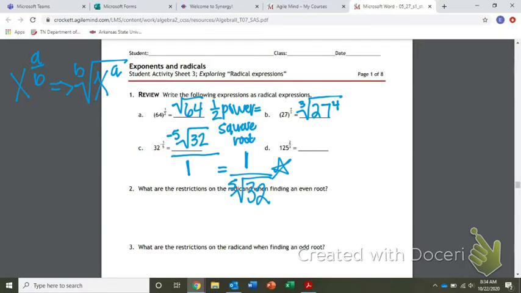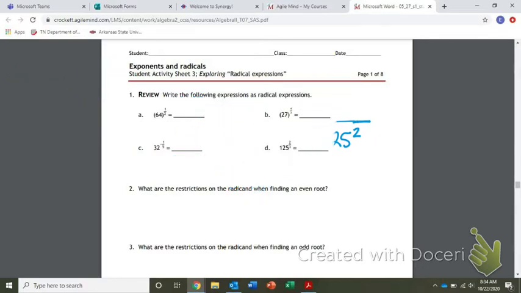All right, the last one on D is 125 to the 2/3 power. So remember, we have a cube root and 125 squared. Okay?